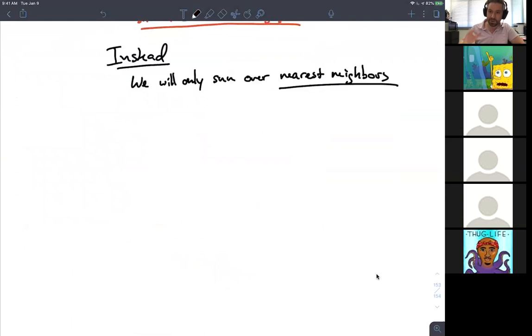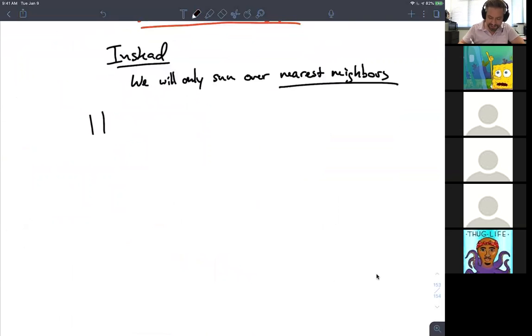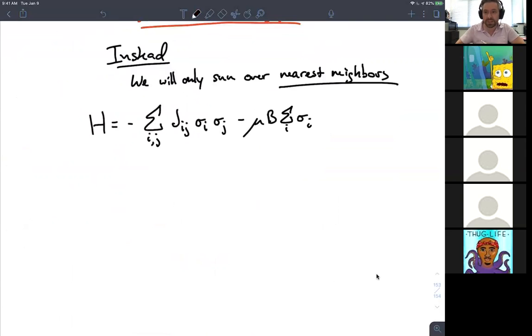So only sum, and the way that we're going to indicate that, let me write it out again: J_ij sigma_i sigma_j, minus mu B sigma_i. The way we indicate that we are only summing over nearest neighbors is we put little pointy brackets around the i and j. So the pointy brackets should indicate for you nearest neighbors only. All right, sound reasonable?